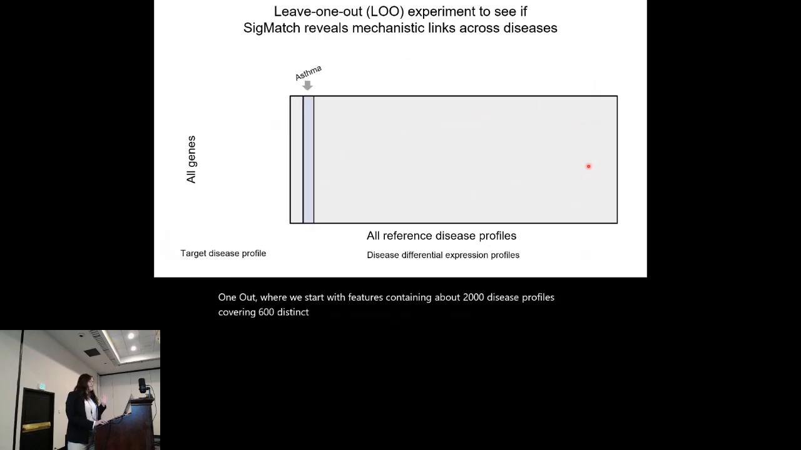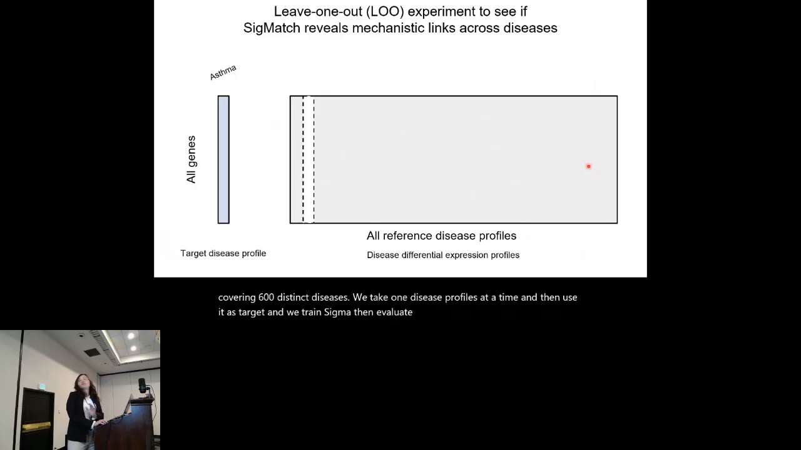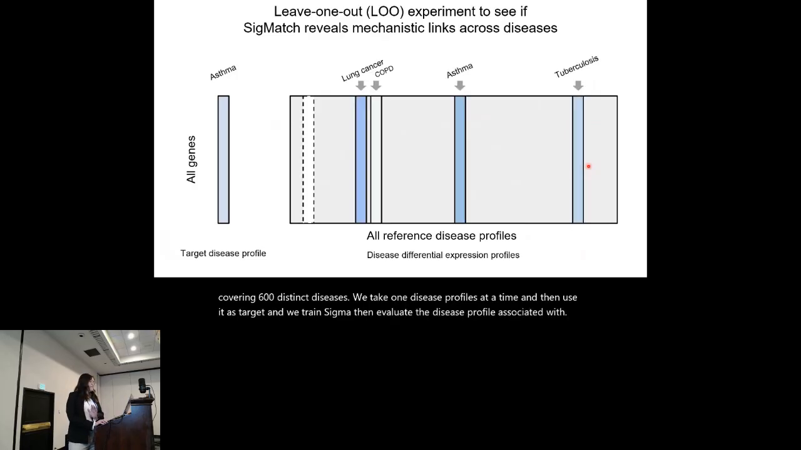We take one disease profile at a time and use it as the target, train SigMatch, then evaluate the disease profiles associated with the highest feature importance scores. The expectation here is that the chosen diseases are known to be mechanistically related to the target disease. For example, when we take asthma as the target, the features that come up should be other asthma profiles and other lung-related conditions.